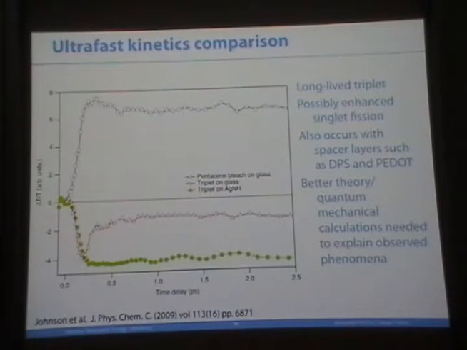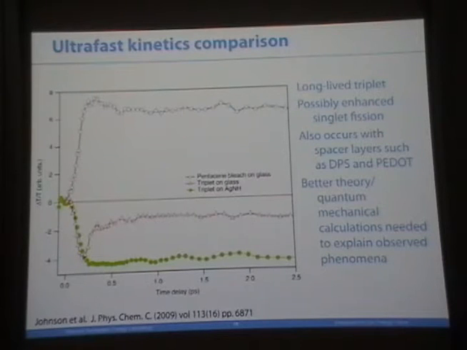Now you can take these spectra, deconvolute them, and actually get to the different species as a function of time. So this here is just a bleach of the pentacene, so that's the formation of the excited state, and then that lives for quite a long time, as you can see here. And then if we compare that with the formation of the triplet excitons when it's on glass, you can see this initial rapid increase and then a quick decrease and then a very long phosphorescence basically over here.